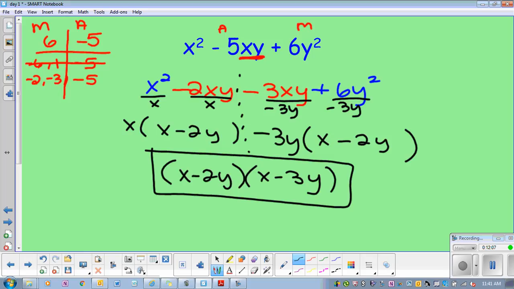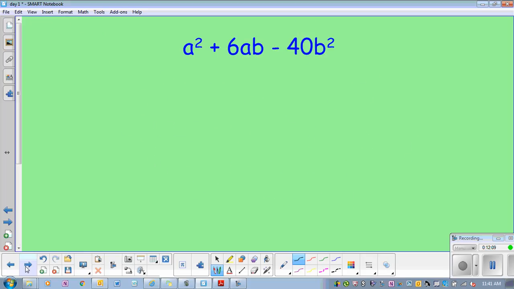Okay, let's try the next one. All right, so this guy is the same thing, right? Except we have A and B. There's no GCF. AM. Two numbers that multiply to give me negative 40, add to give me a positive 6. You guys try this, please.